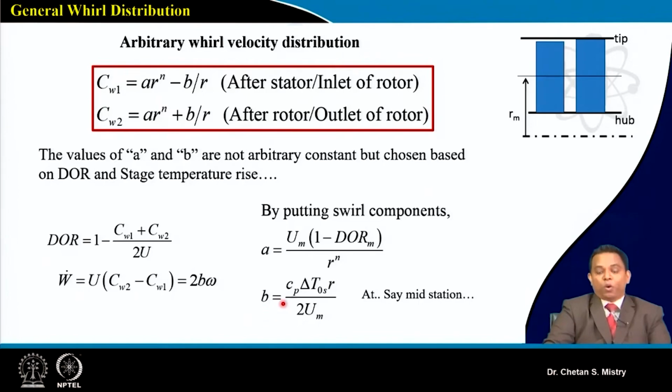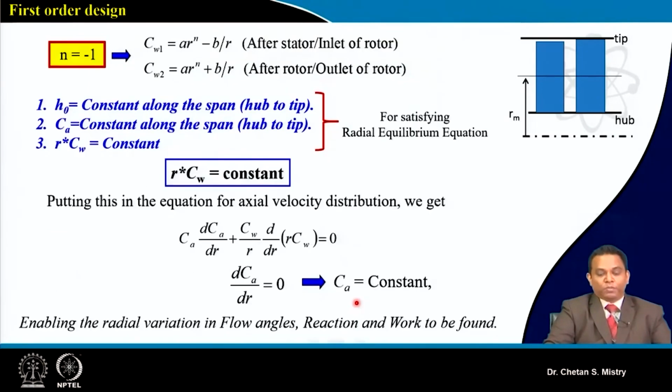So we must have the details of what is coming in terms of my flow angles and my velocity components at the mid section. These need to be known to us. If not, then we need to assume. So let's consider first n equal to -1.